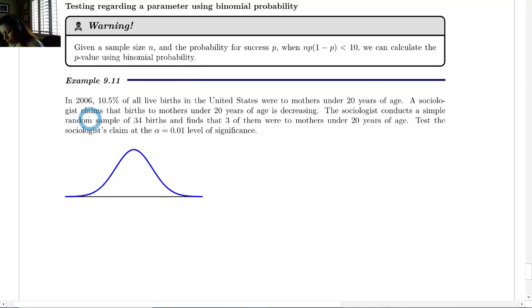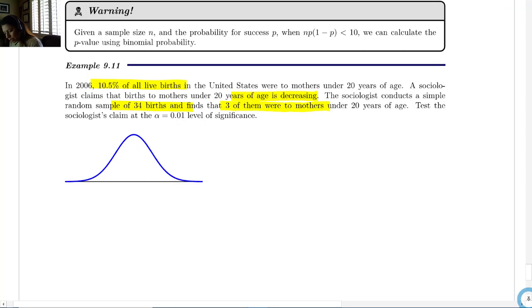Okay, so in this example, it says 10.5% of all live births in the US were to mothers under the age of 20. A sociologist claims that births to mothers under 20 years of age is decreasing. The sociologist conducts a simple random sample of 34 births and finds 3 of them were to mothers under the age of 20. Test the sociologist's claim at the 0.01 significance level. So notice that they didn't give us any information about the population, so we have to go ahead and do some preliminary work. Let's go ahead and do that.